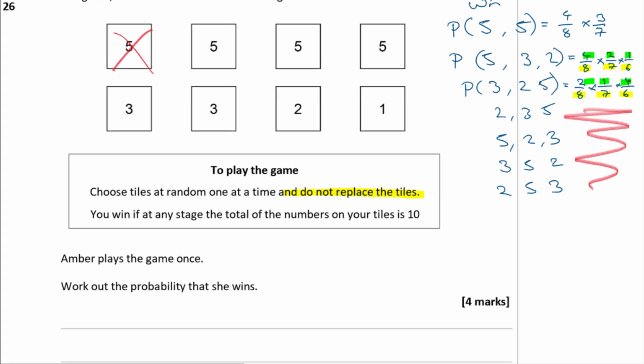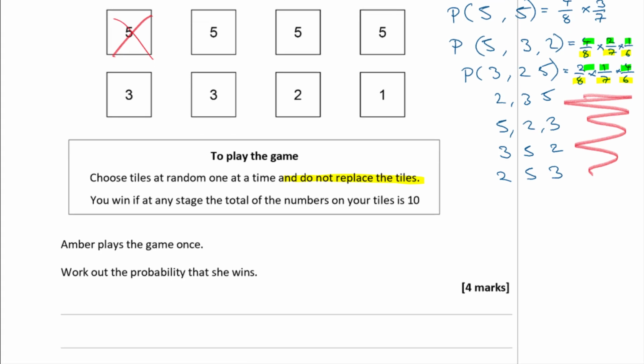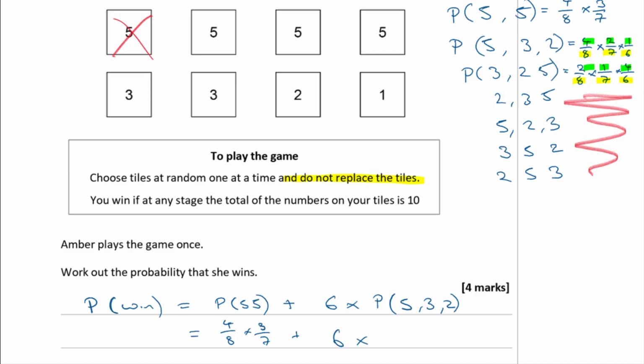Right, so the probability that she wins, probability of win, is going to be the probability of 5, 5 plus 6 lots of the probability of 5, 3, 2. The probability of 5, 5 we just said was 4 8ths times 3 7ths, and then we've got 6 lots of 4 8ths times 2 7ths times 1 6th, just taking my top answer from over there. So that's the probability.